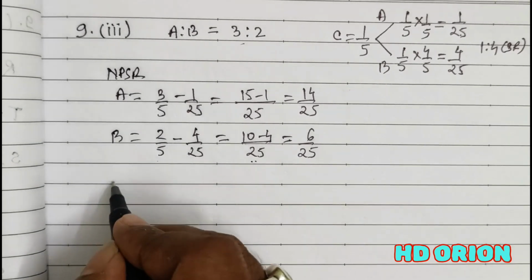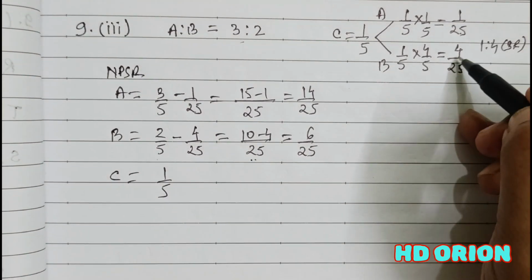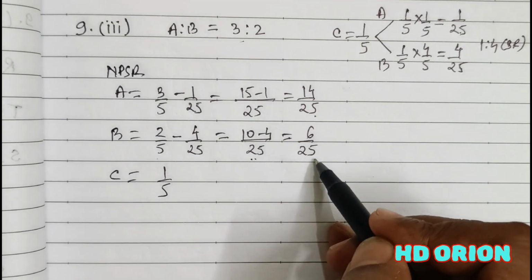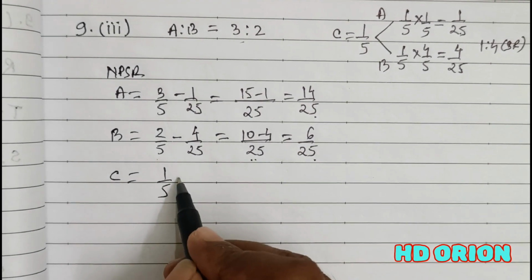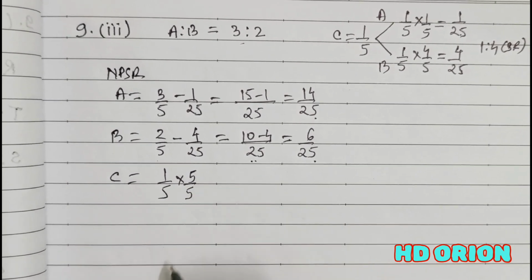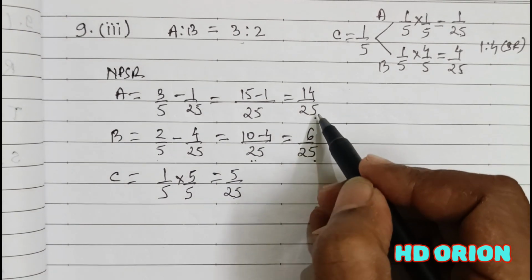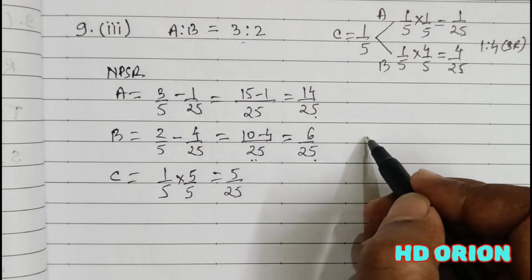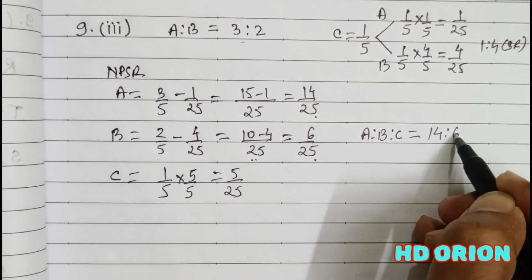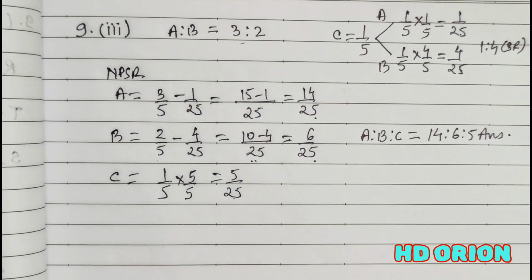And here 4. C, we know that it is 1 by 5. Even if you add these two, you will get 1 by 5. Fine. Now here it is 25, 25 in the denominator. To make C's denominator 25, we will multiply and divide it by 5. And now it is 5 by 25. Now the denominators are the same. So A is to B is to C is 14 is to 6 is to 5. This is our answer.